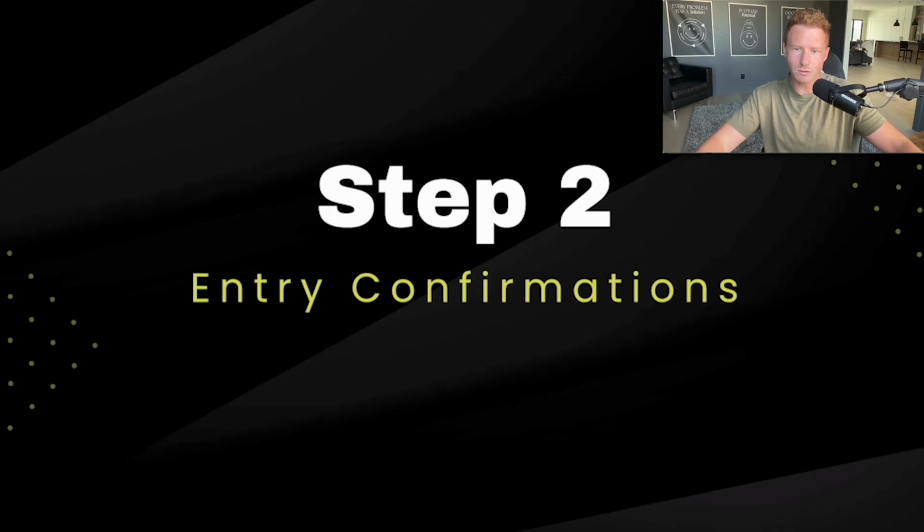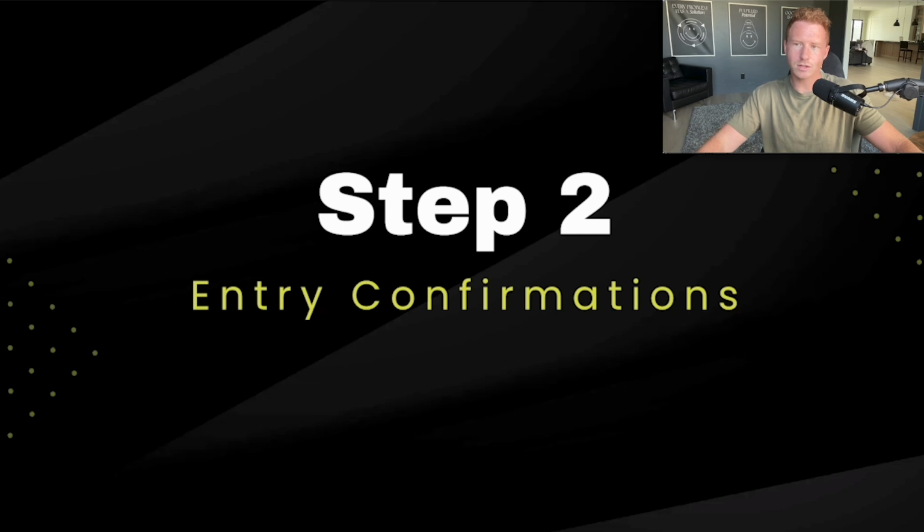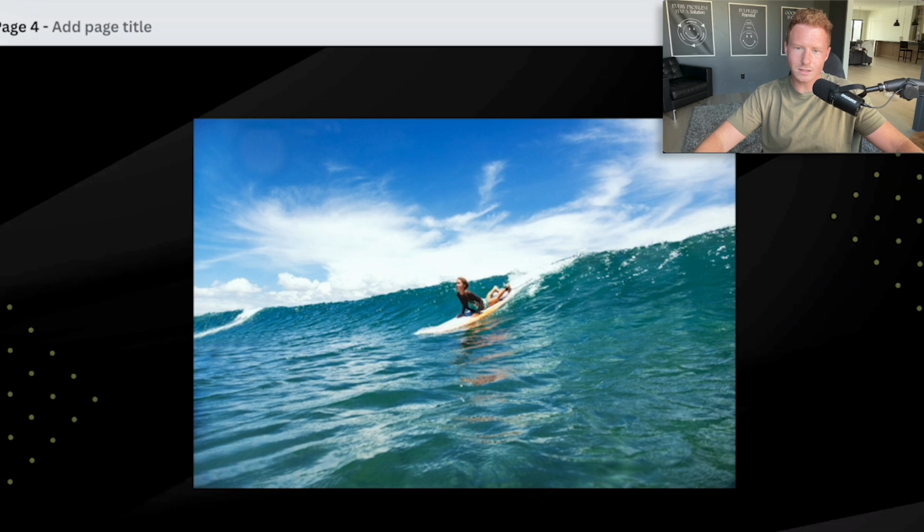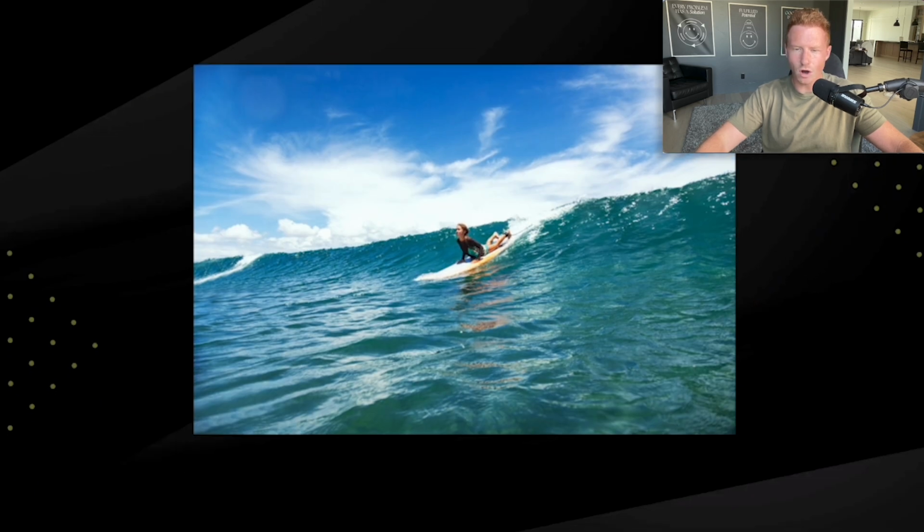Now, the step number 2 I follow is entry confirmations. Just because the trend is up doesn't mean I'm just going to get long right away, because obviously during an uptrend, there's lots of pullbacks, right? There's lots of pullbacks. So just as a surfer sees all these different waves in the ocean, they don't have to take every wave. They have to see which wave looks the best, right? They don't want a wave that's going to crash all at once, that's going to be choppy.